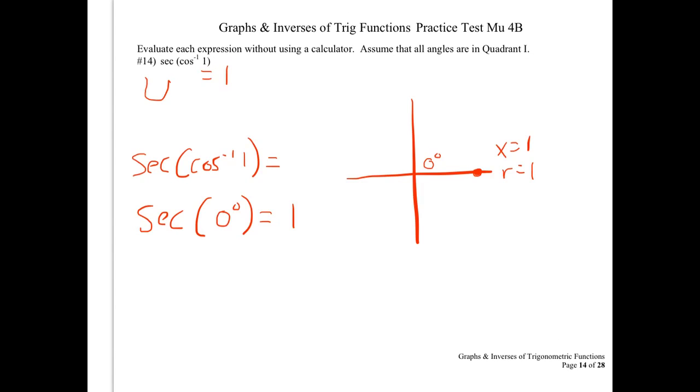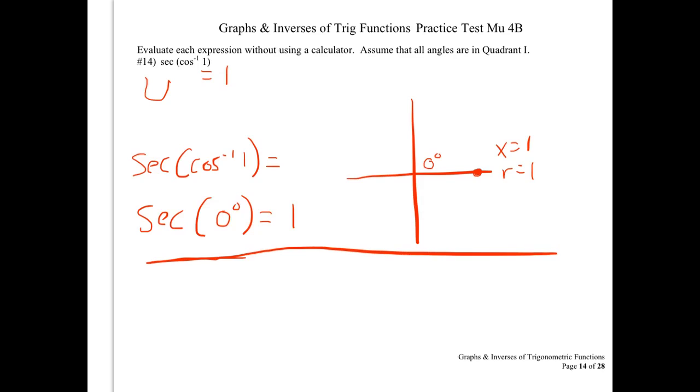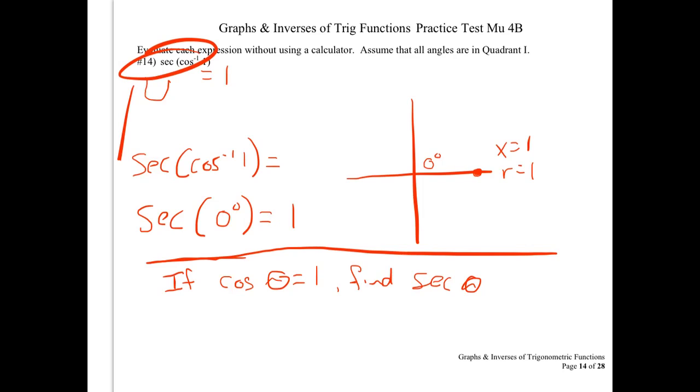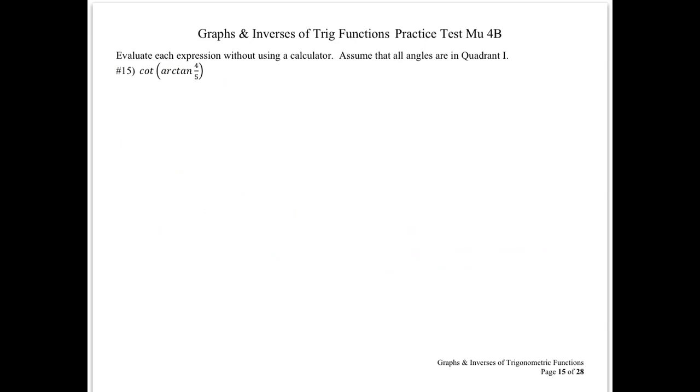Another way to look at this whole problem is the following. This is an equivalent statement to what this problem asks. If cosine of theta equals 1, find secant of theta. This is the same thing as this, if that helps. I apologize for the simplicity of this question.